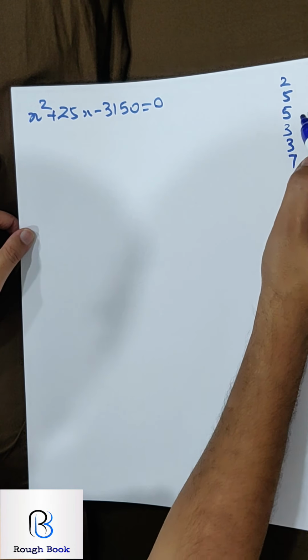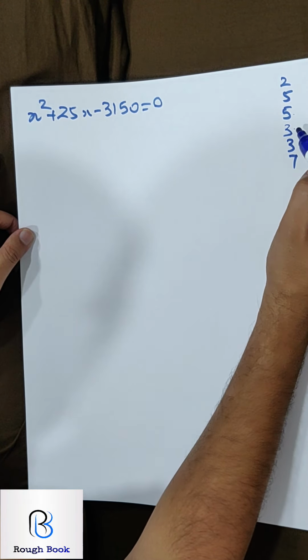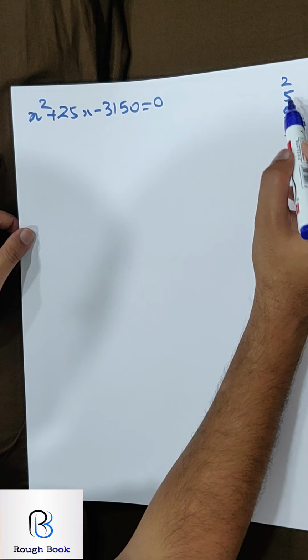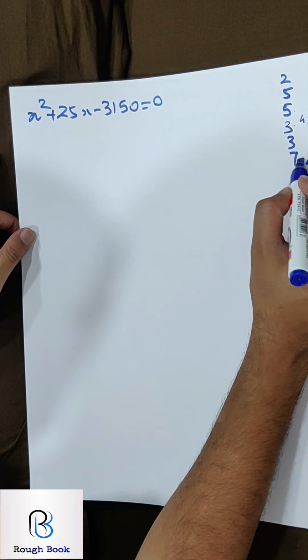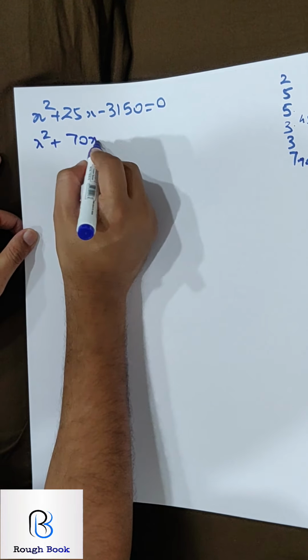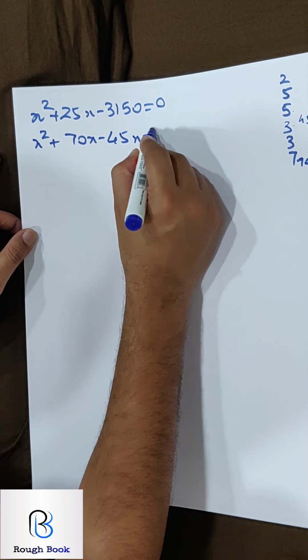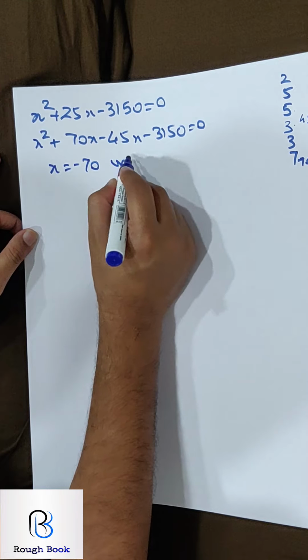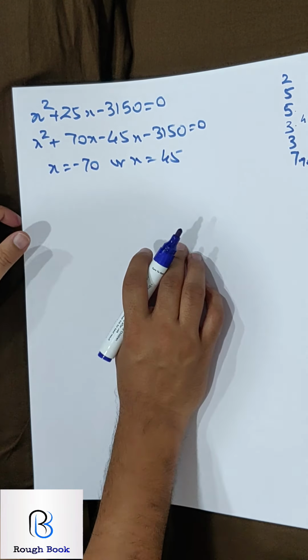So now for 25, let's see what can we do. 5 3s are 15, 15 3s are 45, 5 2s are 10, 10 7s are 70. So 70 and 25, yeah, it gives x square plus 70x minus 45x minus 3150. So x is negative 70 or x is 45.